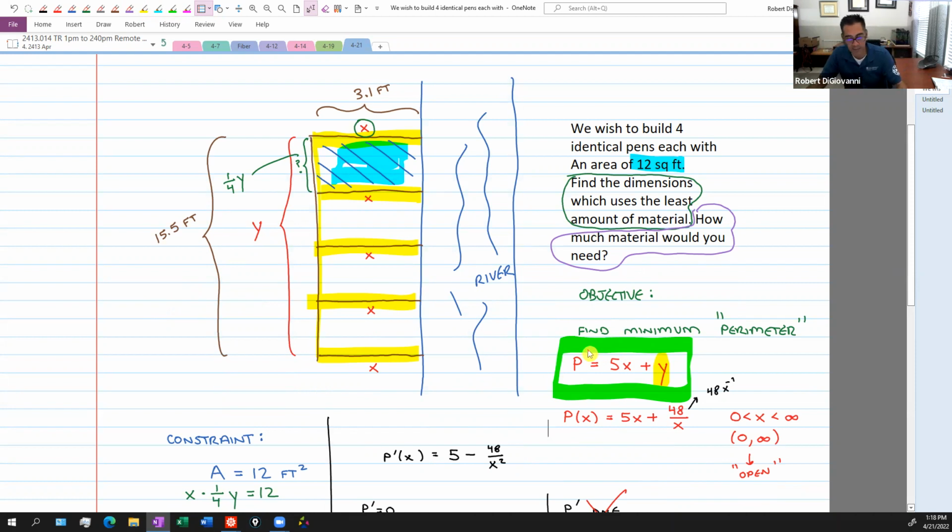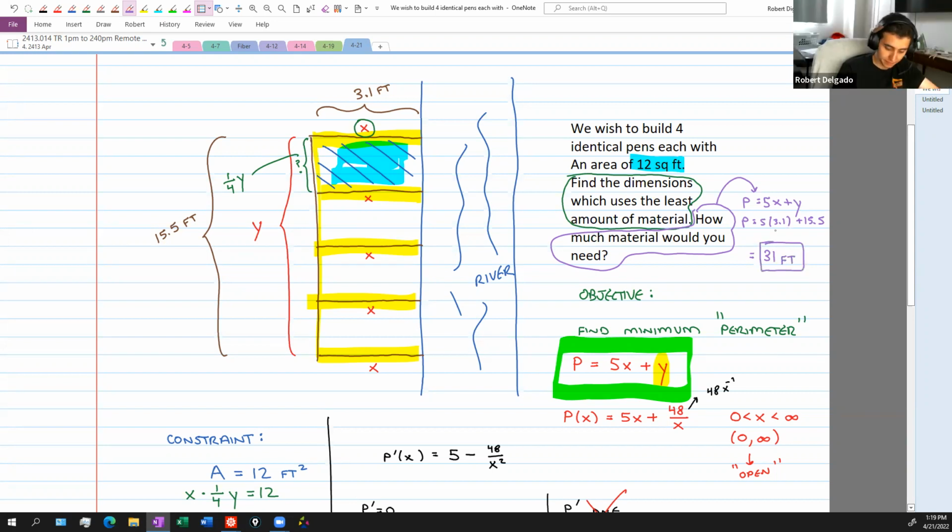So let's plug that in. To answer this one, I'm doing P equals 5x plus y, which is 5 times 3.1 plus 15.5, which is 15.5, 30, 31, I think. Is that right? Someone check me. 31 feet? Yeah. 31 feet.